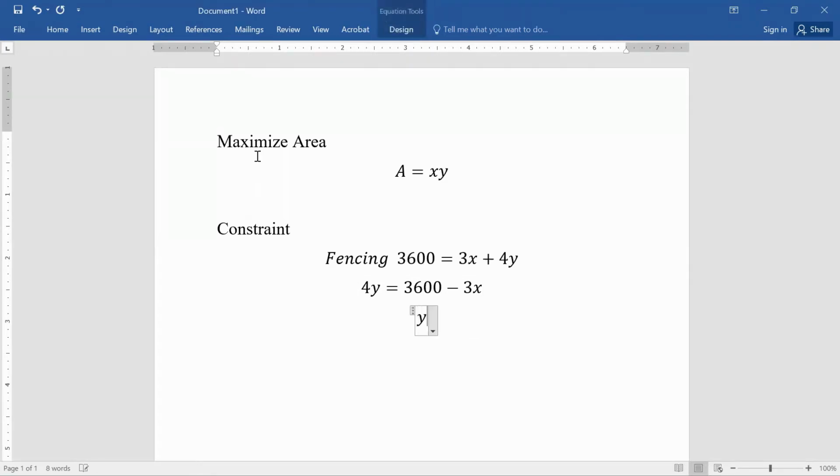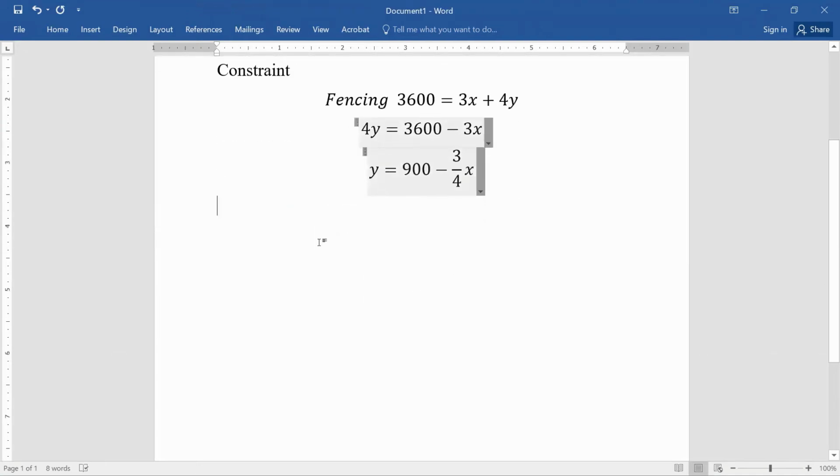I end up with Y equals 3,600 over 4, which is 900, minus either 3/4 or 0.75 times X. I can plug this expression in for Y in the area equation. Therefore, my area equation becomes X times (900 minus 3/4 or I'll just write 0.75 X).